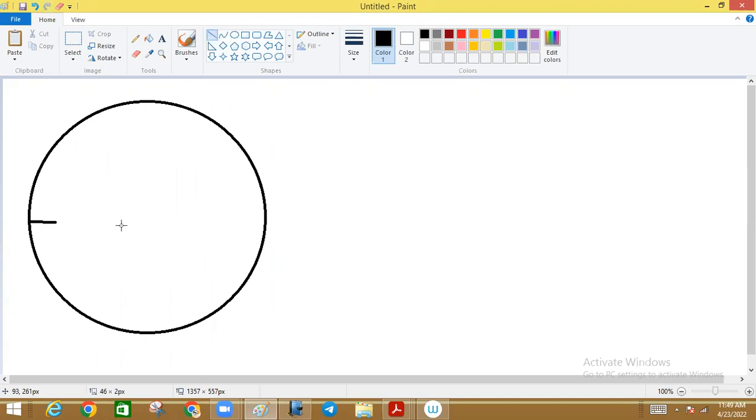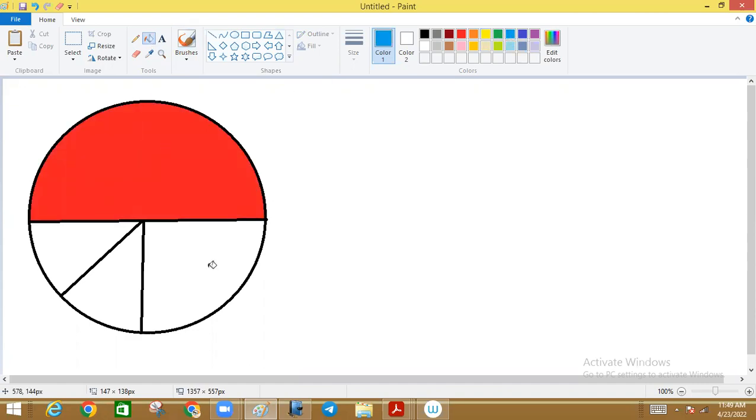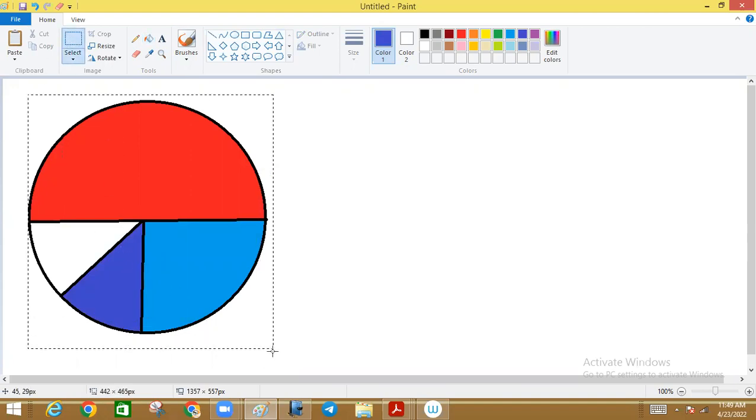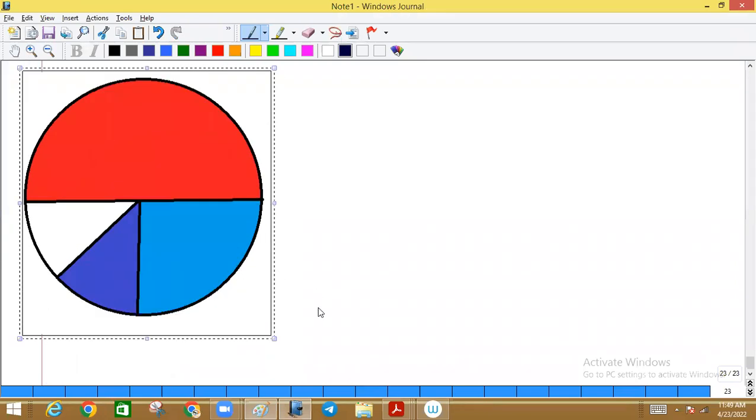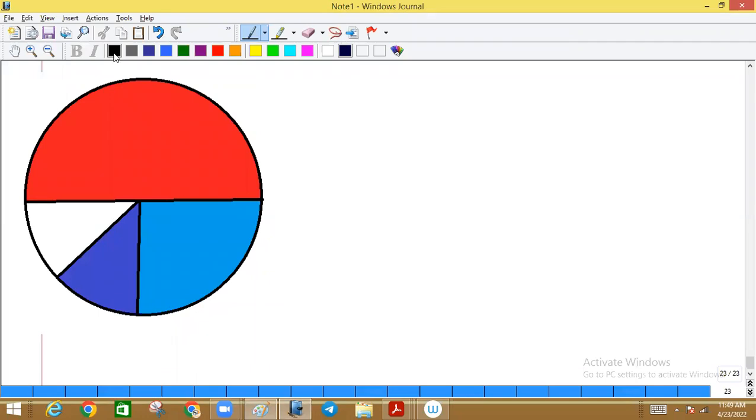Taking a circle. See, I'm dividing the circle into different parts. Look at the red region. Red region is what part of a circle? It is half. How can I say it is half? Because it is 180 degrees. It is a semicircle, half of the circle.